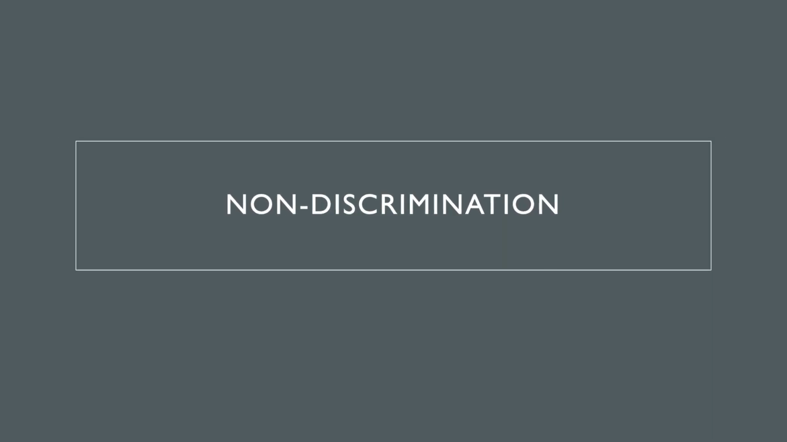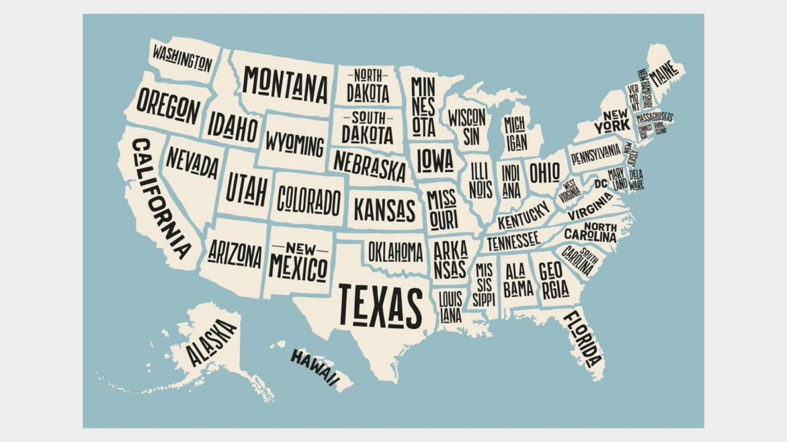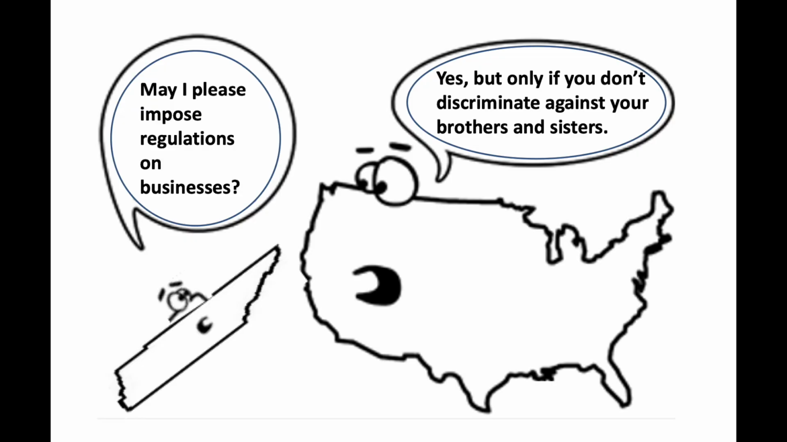First is non-discrimination. This means that states aren't allowed to pass rules that give their own businesses a special advantage over businesses from other states. Imagine if every state did that. Businesses from other places would have a really hard time competing.